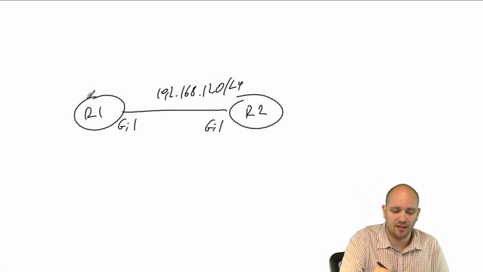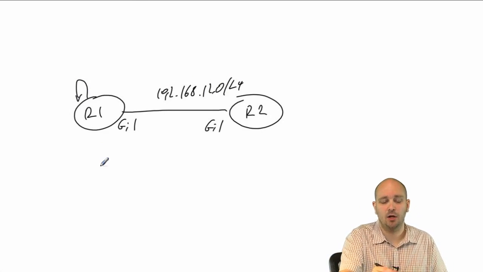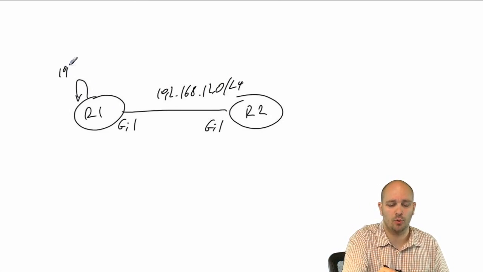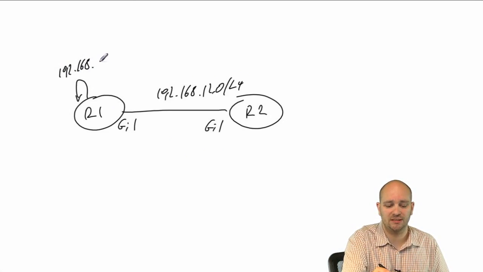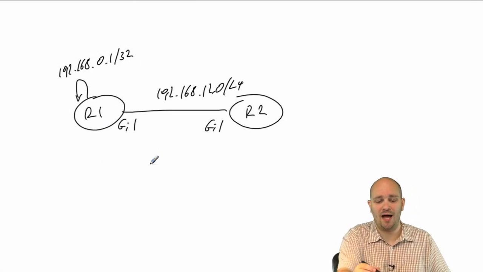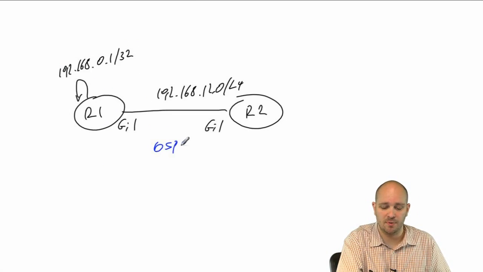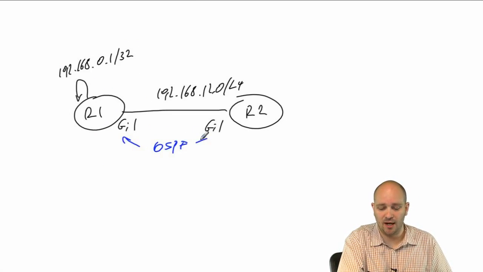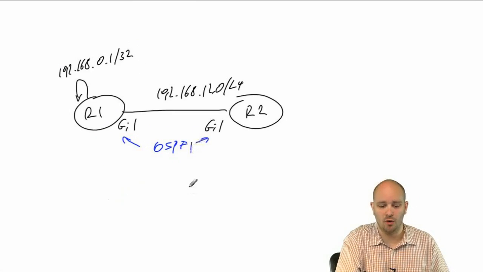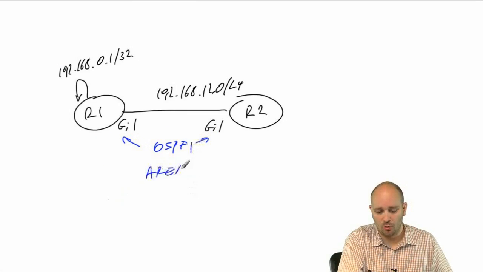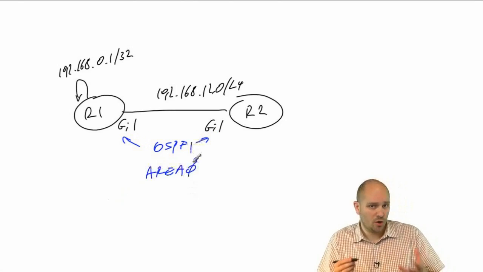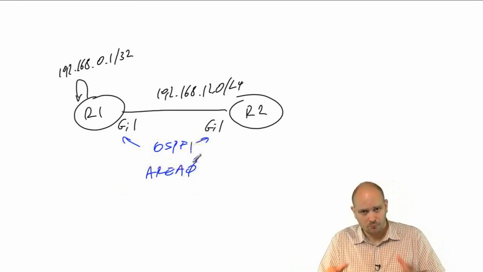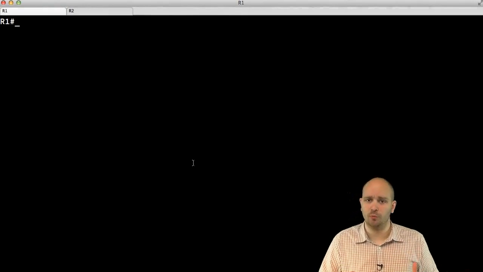But one thing that I have done in the meantime, I have added a loopback interface on R1 with the IP address 192.168.0.1/32, and I have also added this into my OSPF. So on both ends here I have OSPF process number 1 running, and I have OSPF in area 0 running between them. So let's take a look at what we have here.